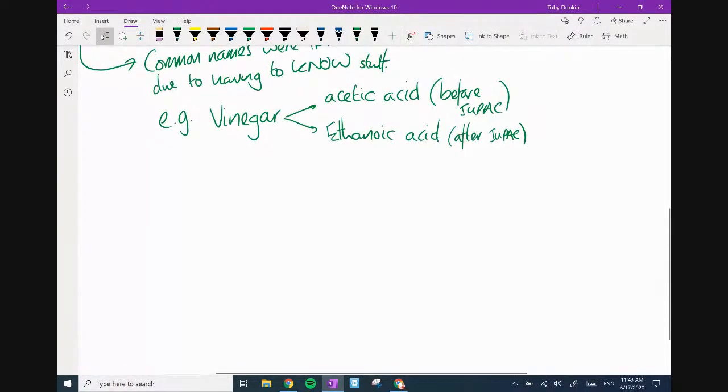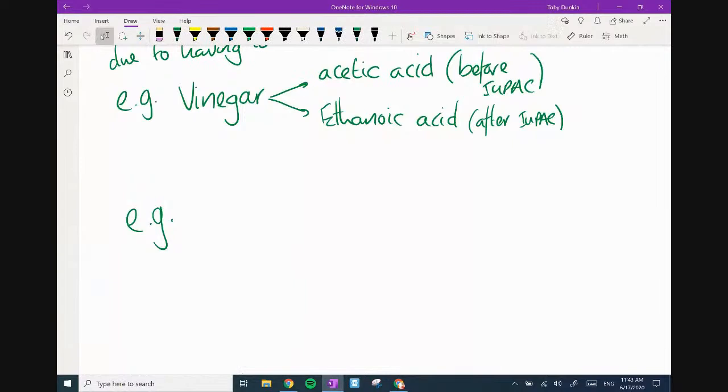Example number two, I like giving you examples that you ought to know, by the way. That's what I'm doing. Other examples include PVC. Everyone knows what PVC is. It's a type of polymer.